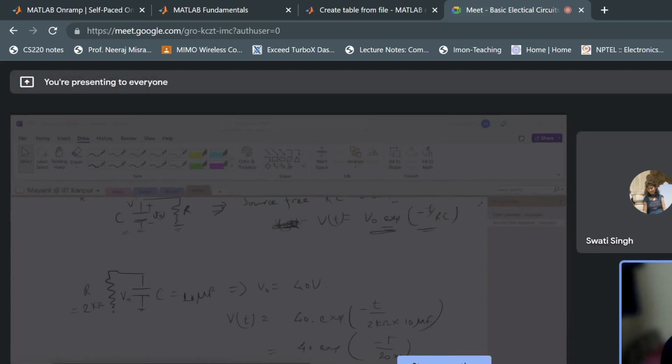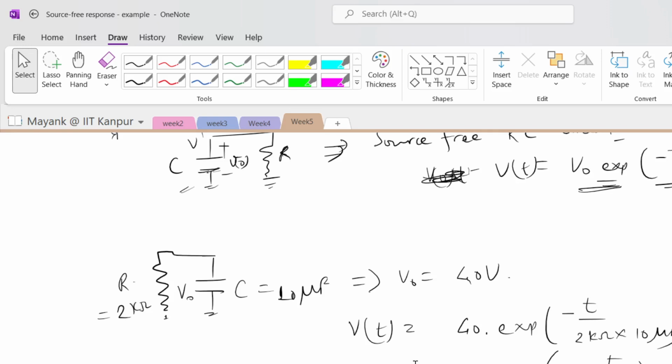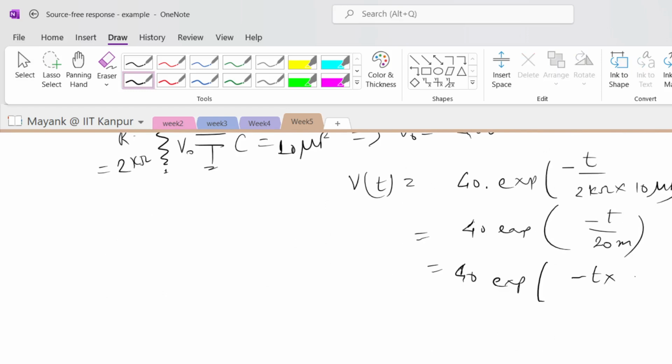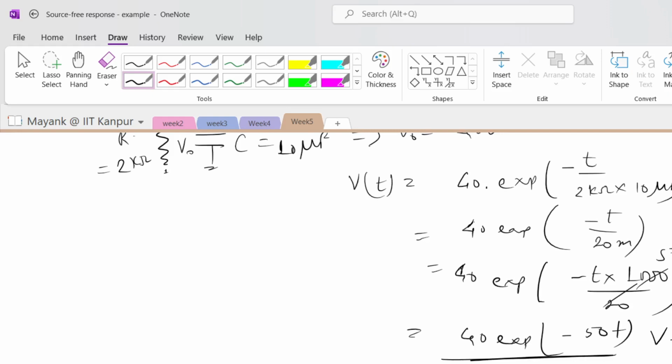Yeah. So now, what is 1 by 20 milli? So it can be simplified and written in this manner. This is 40 exponential minus t into 1000 divided by 20, and this becomes 50, right? So it is 40 exponential minus 50 t volts, right, for t greater than 0.